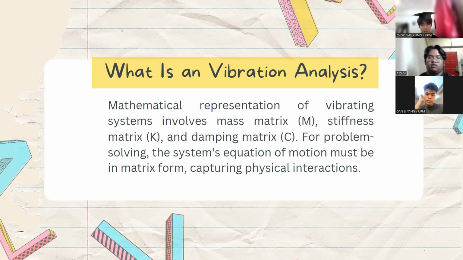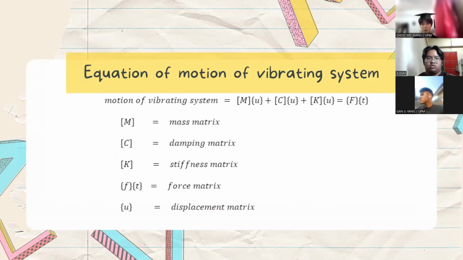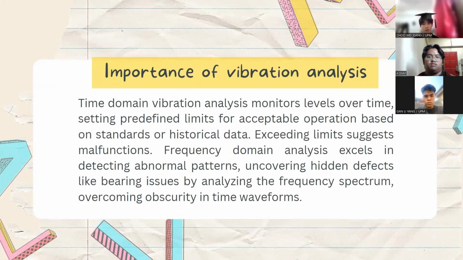So what is vibration analysis? Vibration analysis is a mathematical representation of a vibrating system, involving the mass matrix M, stiffness matrix K, and damping matrix C. For problem solving, the system's equation of motion must be in matrix form, capturing the physical interaction. This is the equation of motion of a vibrating system: Mü plus Cu̇ plus Ku is equal to F(t). M represents the mass matrix, C the damping matrix, K the stiffness matrix, F is the force matrix, and the last, u, is the displacement matrix.